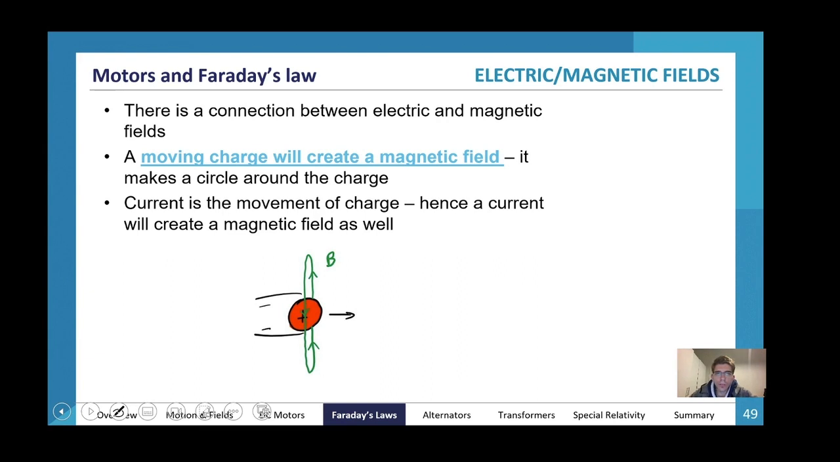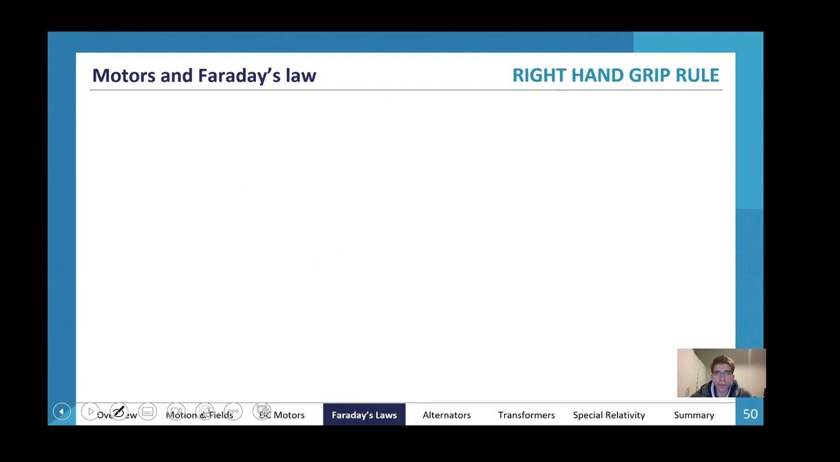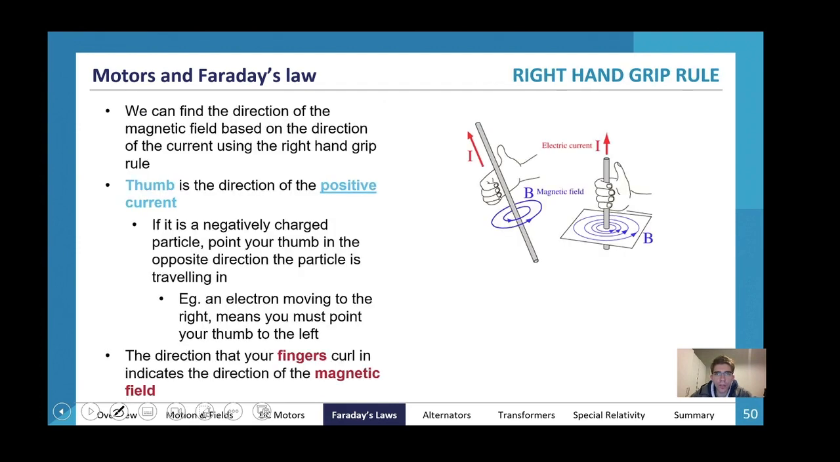Now, there is a connection between electric and magnetic fields. A moving charge will create a magnetic field. It makes a circle around the charge. Current is the movement of charge, hence a current will create a magnetic field as well. So these are the three right-hand rules that we talk about. We say that we can find the direction of the magnetic field based on the right-hand grip rule.